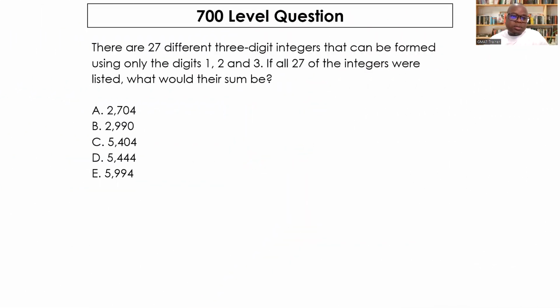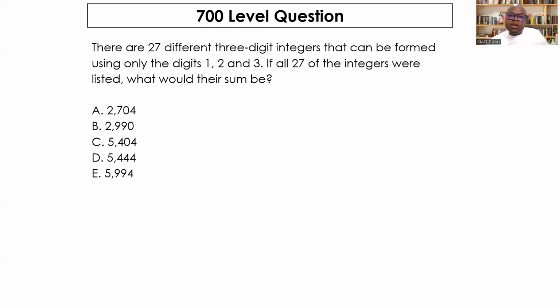Let's look at the next question. This is now a 700 level difficult question. These types of questions are not very difficult. What happens is they have a combination of multiple concepts, and they require a bit of reasoning to be able to get to the answer. So let's attempt this one and see.